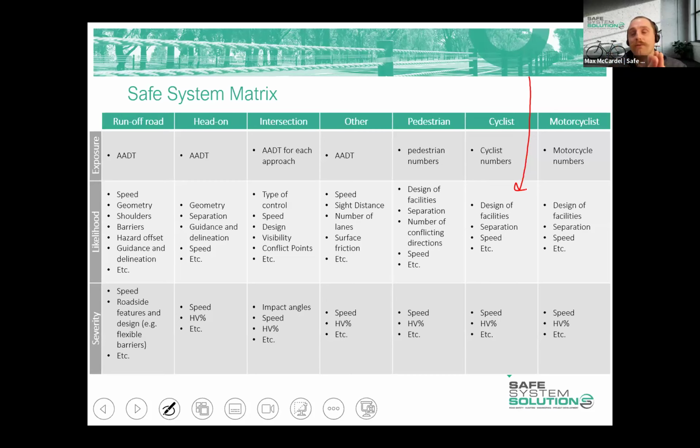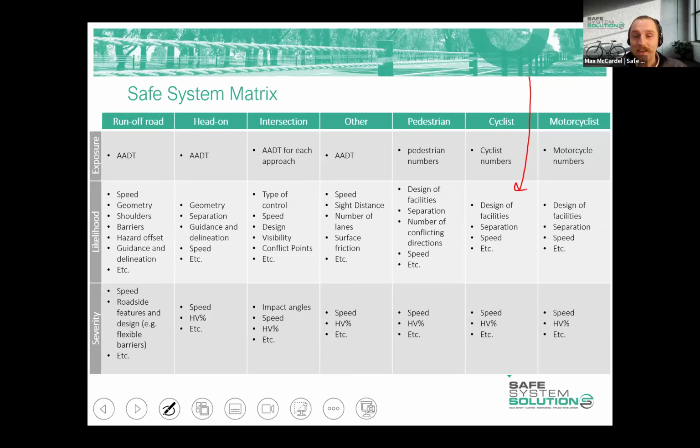Let's say you were working in an off-road environment and it was a shared path and you weren't looking at any carriageways at all. You weren't looking at any road environments. It was a safe system assessment of a shared path, which you can very much do. And I've been involved in one as well. So that does exist. In those scenarios, the cyclist collision that you are going to be analysing would be the cyclist to cyclist or the cyclist to pedestrian. So in those scenarios, you can actually tweak this matrix to fit your specific scope.